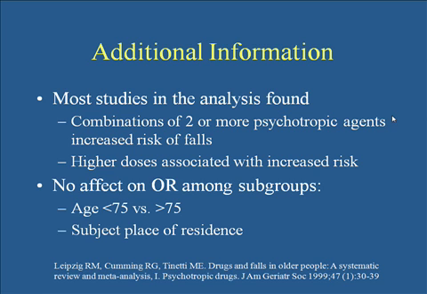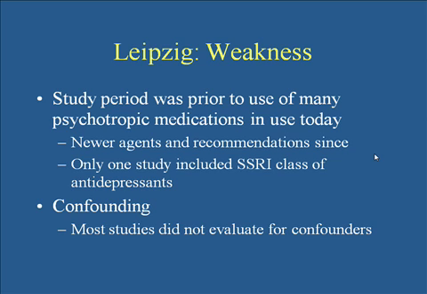Most studies did find that combinations of 2 or more psychotropics increase the risk of falls, which I think is kind of intuitive. I think most of us think that way, and it's been proven in this particular pool of evidence. It also found that higher doses were associated with increased risk. Interestingly, they did not find an effect on odds ratio among subgroups of those less than 75 versus greater than 75. Nor did they find an influence on place of residence, so whether they were community dwelling or in an institutional setting.